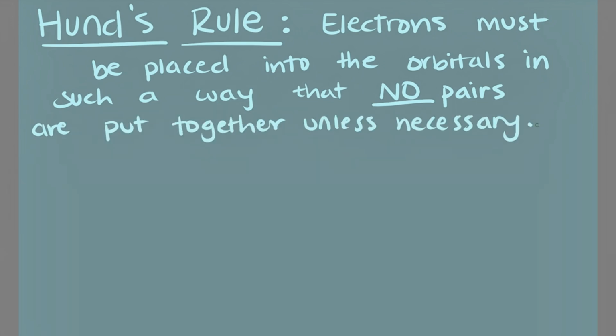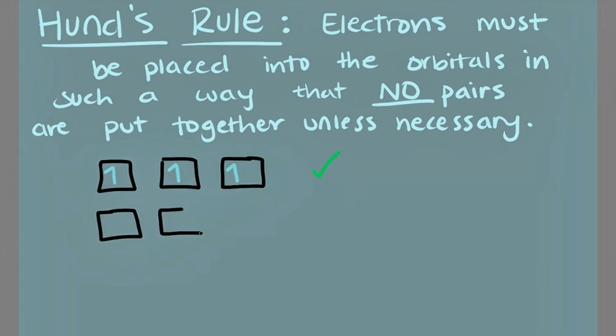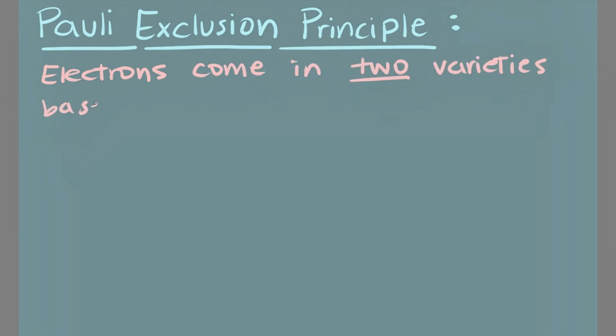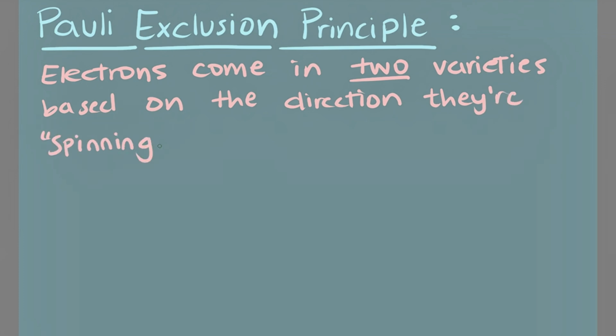Single electrons must be placed into boxes first and then paired up if necessary. This is like saying if we were on a bus, each seat had to be filled with 1 person before 2 people could sit together. And lastly, we have Pauli Exclusion Principle, which states that electrons come in 2 varieties based on the direction they're spinning. There's an upspin and a downspin. Upspin and downspins are always paired together, and up and up or down and down combinations are not allowed.